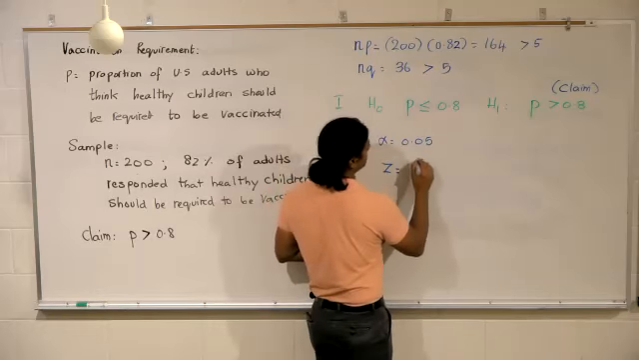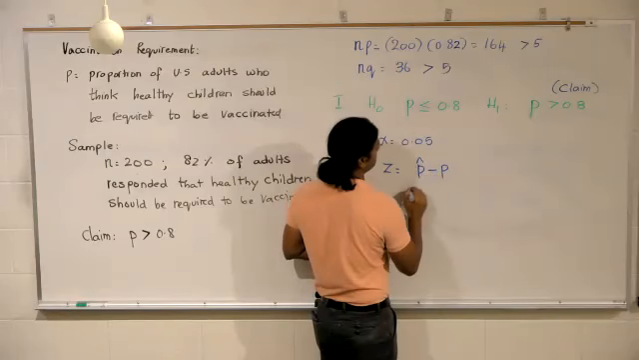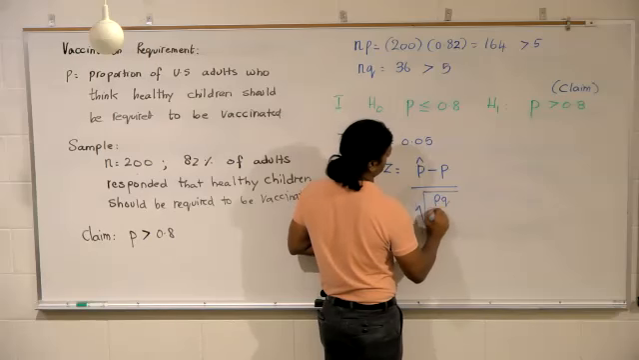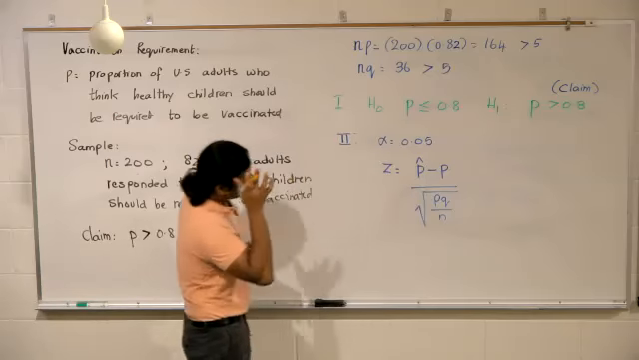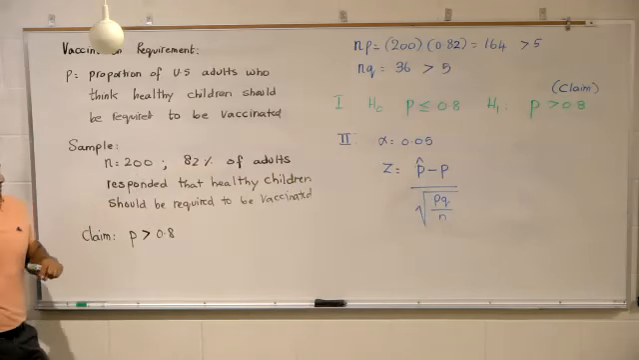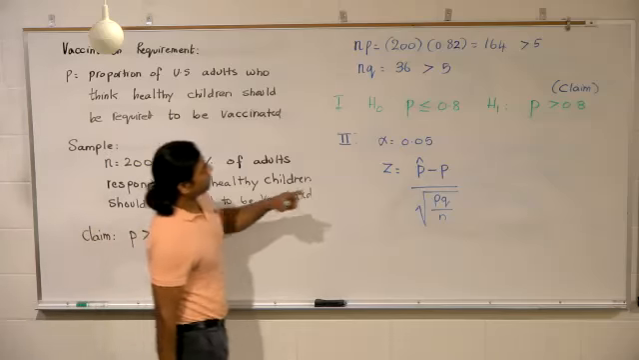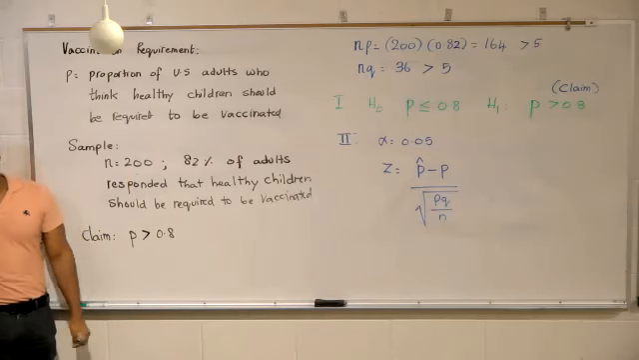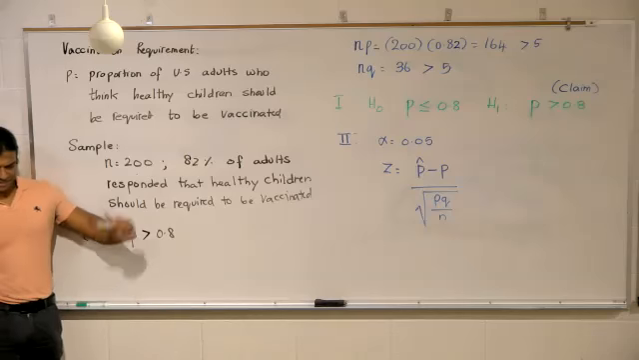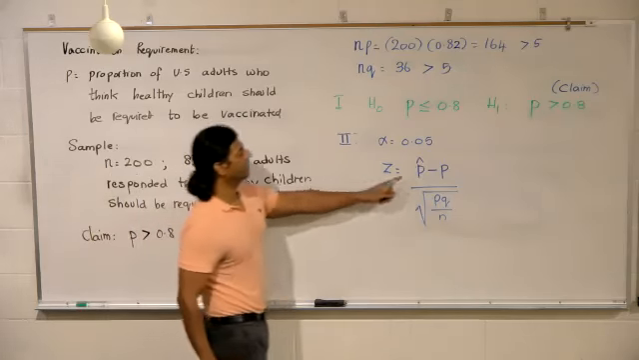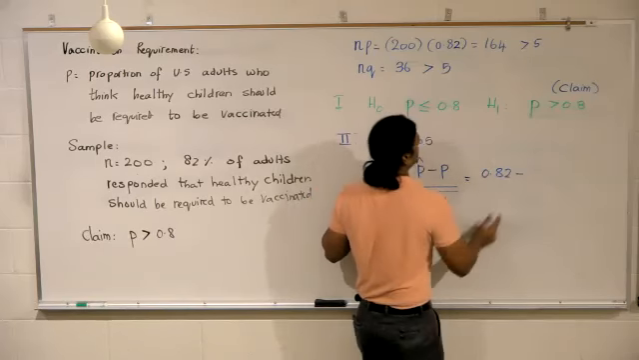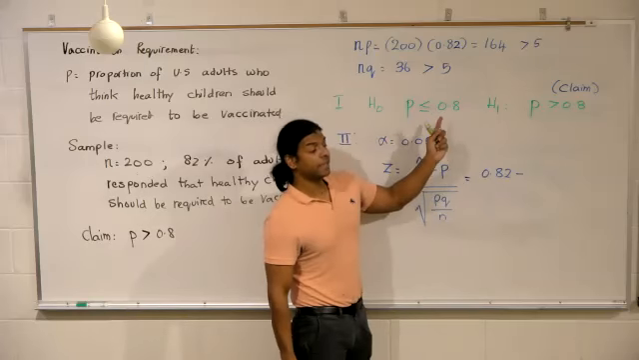The test statistic is P hat minus P over the square root of P times Q divided by N. P hat is given in the problem. Can you tell me what that is? 82%, so 0.82. The claim is 0.8.